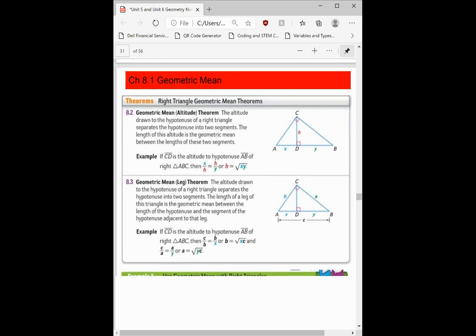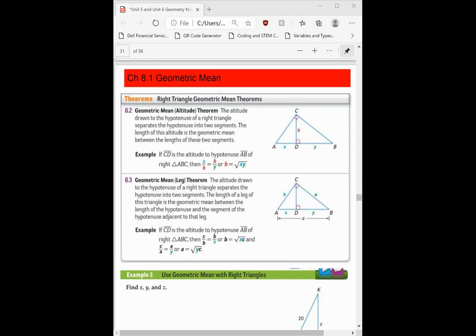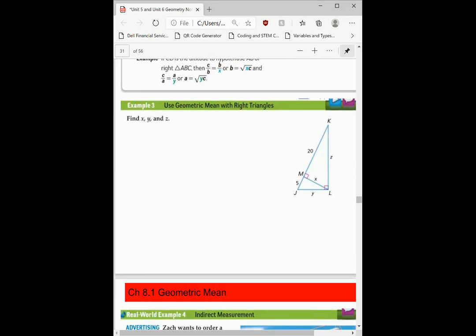Let's look at these theorems here. So we have the geometric mean altitude theorem. The altitude drawn to the hypotenuse of a right triangle separates the hypotenuse into 2 segments. The length of this altitude is the geometric mean between the lengths of the 2 segments. The altitude drawn to the hypotenuse of a right triangle separates the hypotenuse into 2 segments. The length of a leg of this triangle is the geometric mean between the length of the hypotenuse and the segment of the hypotenuse adjacent to that leg. So we're going to use these 2 theorems to solve example 3.